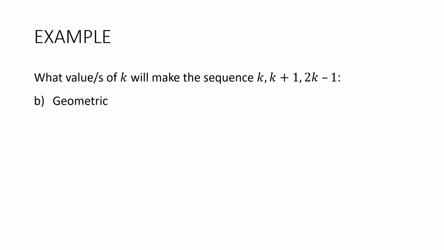Okay, how about geometric? This time we're going to go 2k minus 1 divided by k plus 1 equals k plus 1 divided by k.